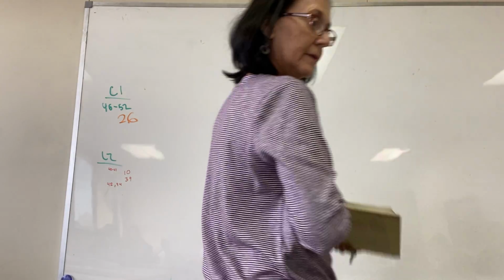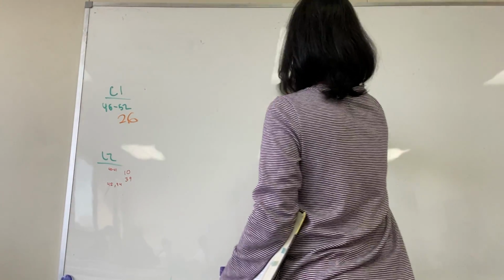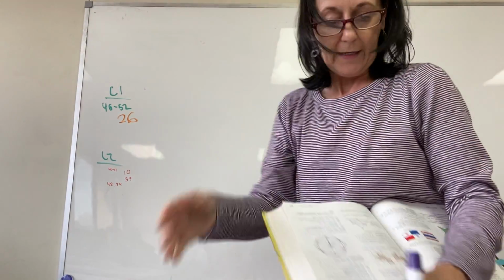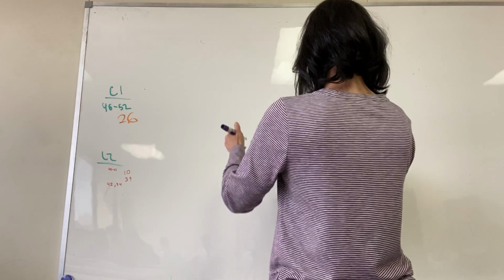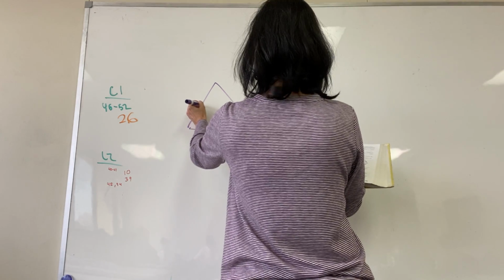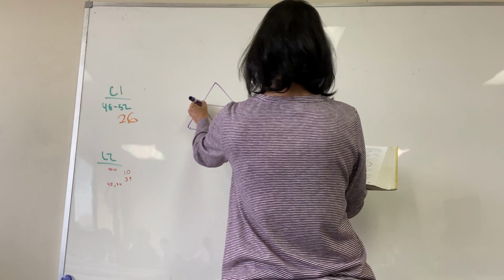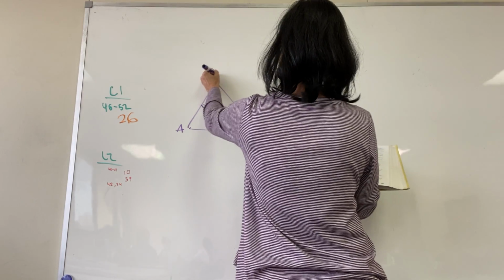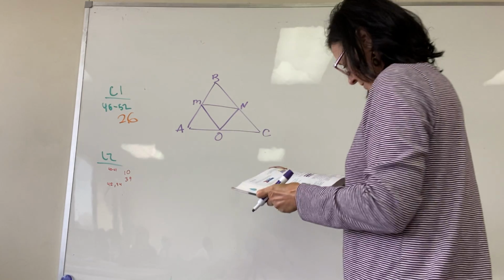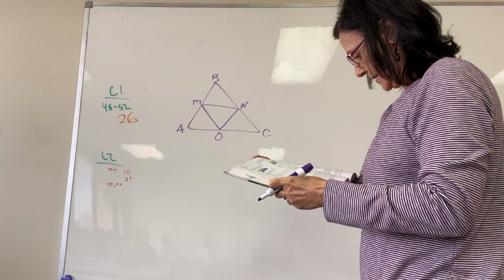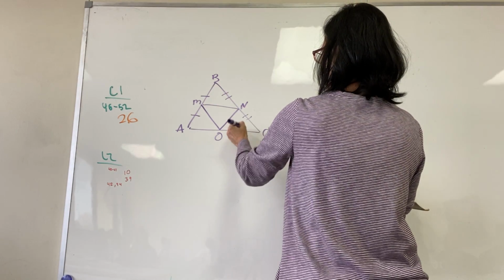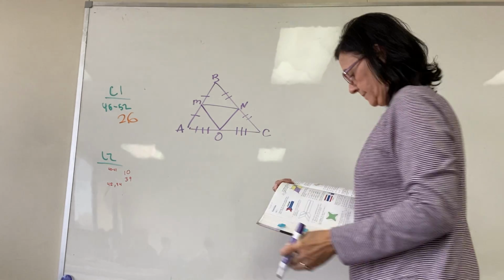So let me erase this. So we will copy it. And this is A, B, C, M, N, O. The sides of M and O are the mid segment. So that equals that. That equals that, and that equals that.